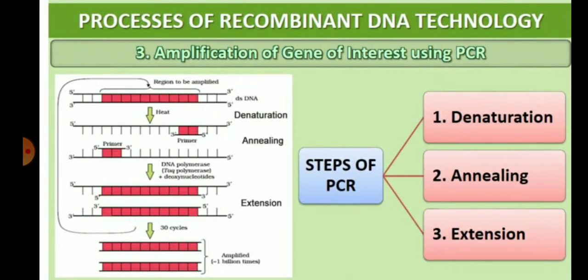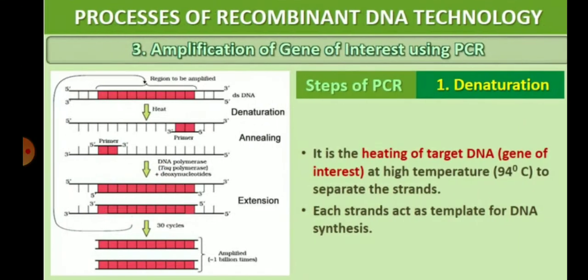So children, the amplification of the gene of interest using PCR has three main steps. The first step is denaturing, the second is annealing, and the third is extension. One by one, now we are going to study these processes. The first is denaturation.